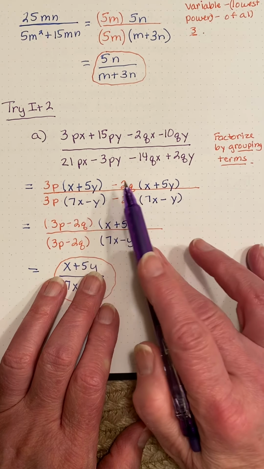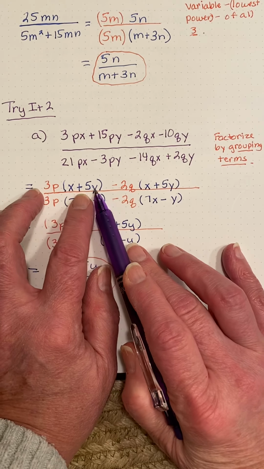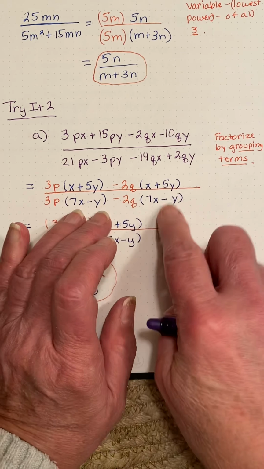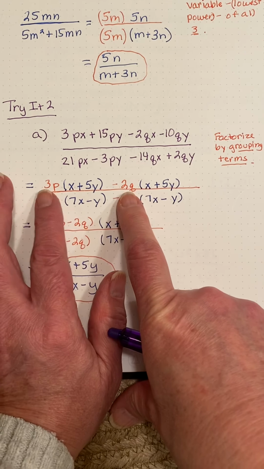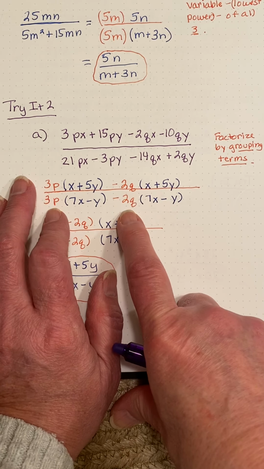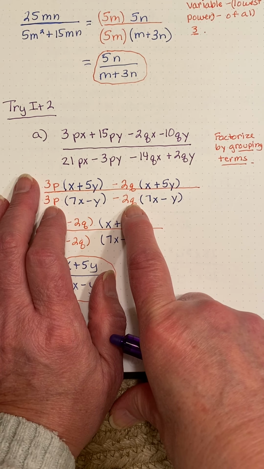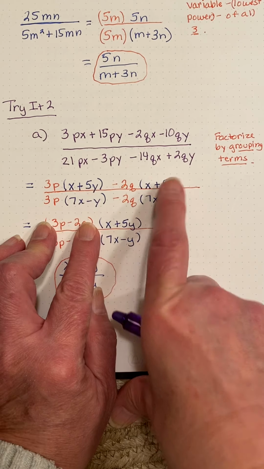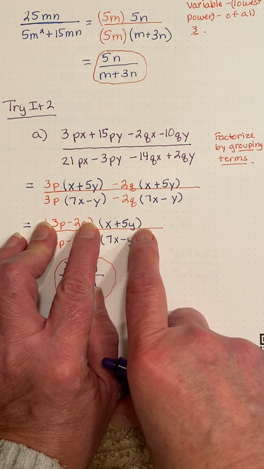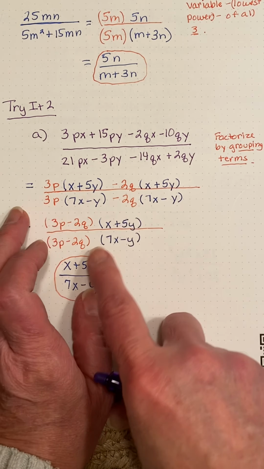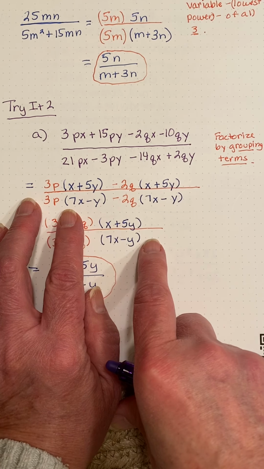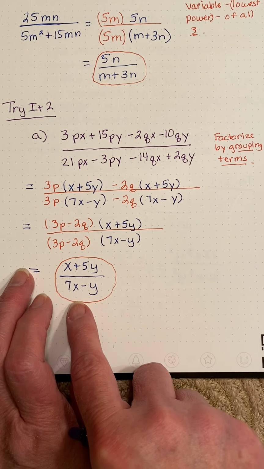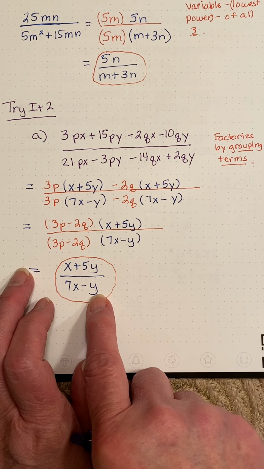Now, what I need to do on the top and the bottom, notice I have x plus 5y in both cases in the numerator and 7x minus y in both cases in the denominator. I'm also left with 3p minus 2q in the numerator and the denominator. So I'm going to group these two together, 3p minus 2q, and I only need one of these times x plus 5y. And again, 3p minus 2q times the 7x minus y. These eliminate and go away, and I'm left with x plus 5y over 7x minus y.